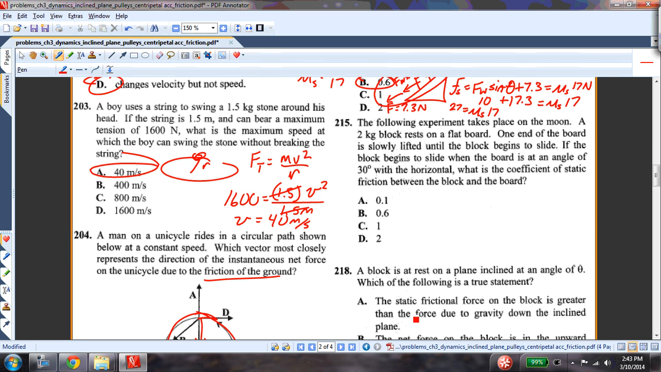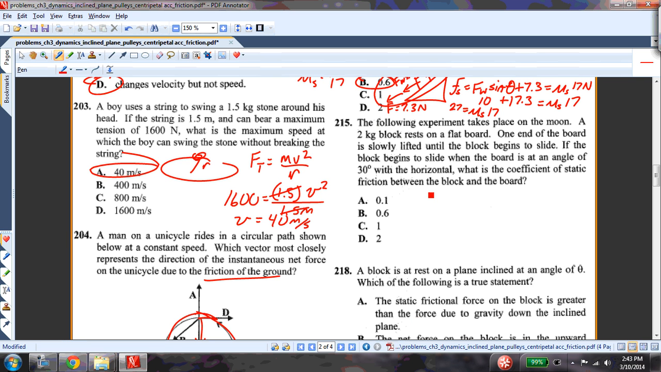The following experiment takes place on the moon. A 2 kilogram block rests on a flat board. One end of the board is slowly lifted until the block begins to slide. If the block begins to slide when the board is angled 30 degrees off horizontal, what is the coefficient of static friction between the block and the board? Okay, well, we've already seen this a bit.